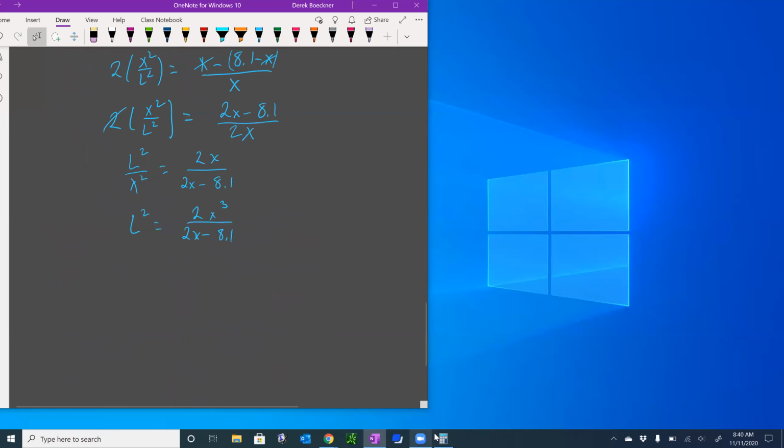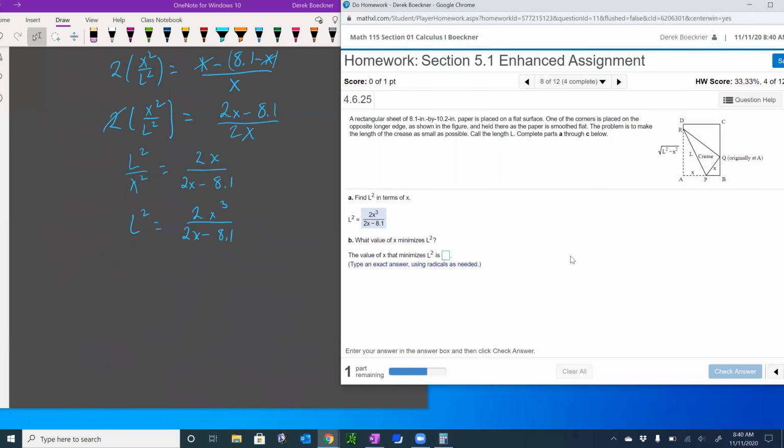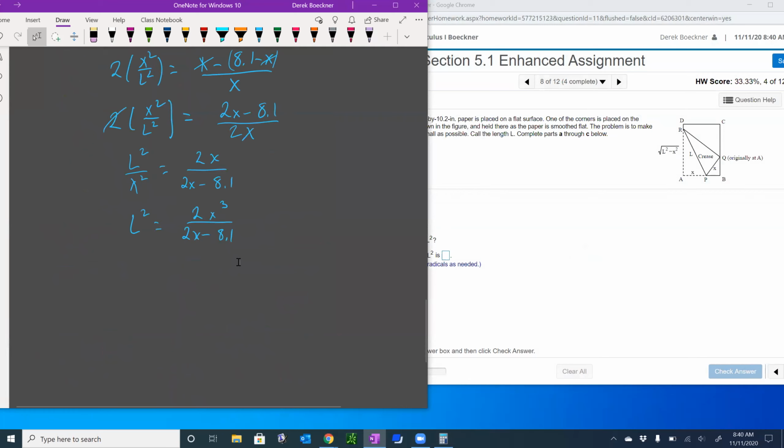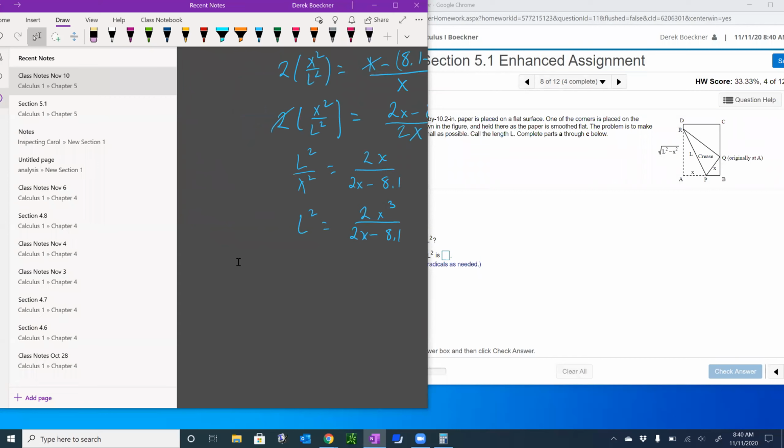Okay, what's the rest of the problem? Okay, just like when we were doing the distance stuff, to minimize the distance, we can minimize the distance squared. So here, I want to minimize L. Well, I'm just going to minimize L squared. Okay. So we'll take a derivative.